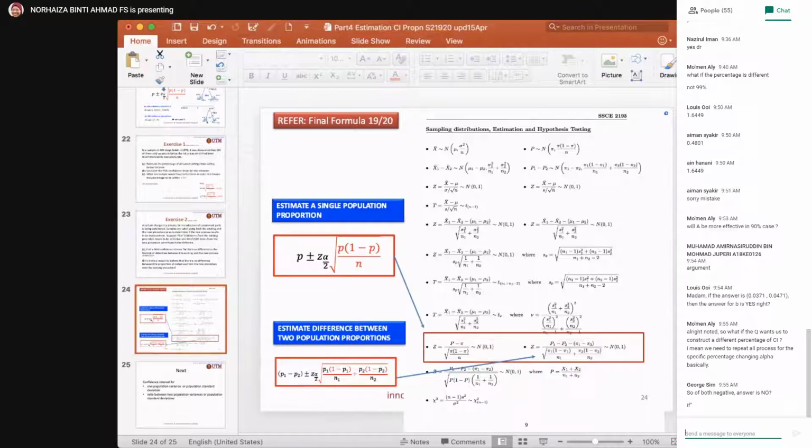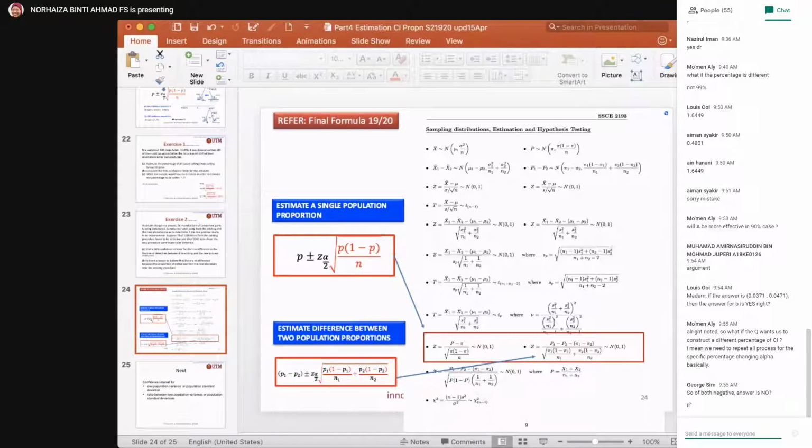What if the question wants us to construct a different percentage of confidence? I mean, do we need to repeat our process for the specific percentage by changing alpha? Muhammad Ali, your question is about constructing a different percentage of confidence. Let's say the question asks about changing the confidence percentage. Look at the marks of that question. If the marks say 1, then obviously you don't do the whole list of procedures. You can think intuitively. It depends on the marks for that question.